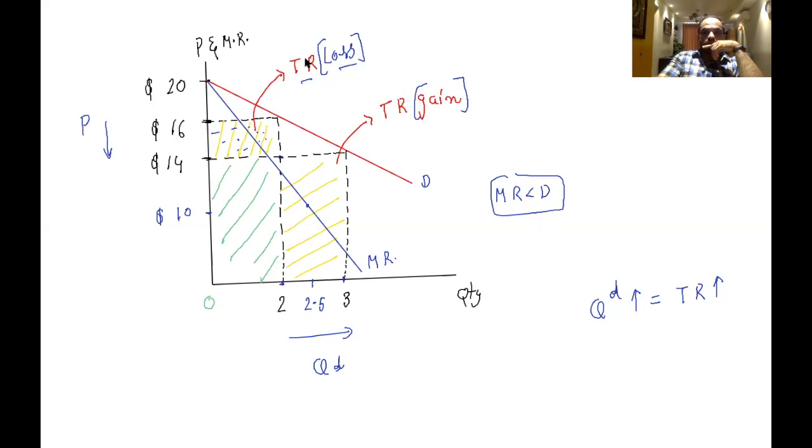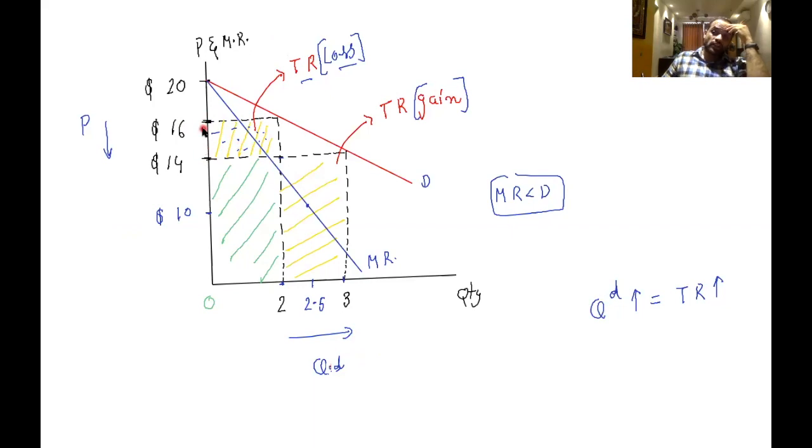Okay. So you asked me to show the total revenue gain and total revenue loss area again. Why is this area a loss area, and why is this area a gain area? So the idea is quantity demanded is 2, price is 16. If you want quantity demanded to increase, you have to reduce the price. Same thing, the law of demand. Quantity decreases, demand increases, so you have to reduce the price.